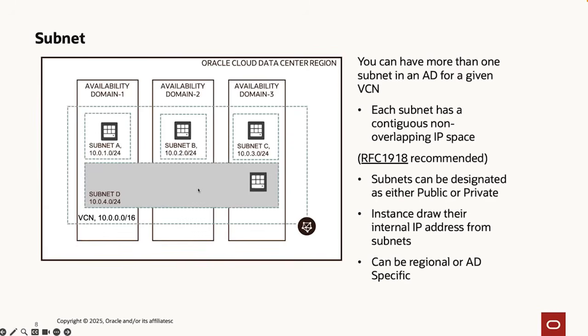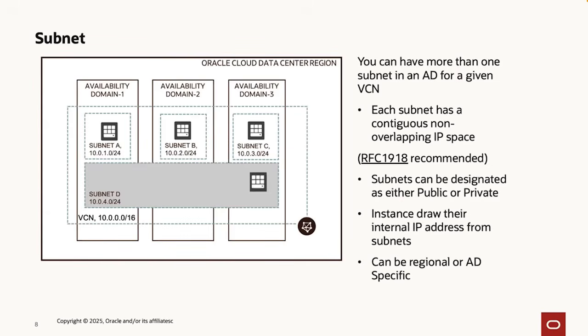And so for AD specific subnets, if the AD that subnet resides in goes down, all of your resources will go down with that AD. Whereas with regional subnets, only the resources that reside in the AD that went down will go down, and you'll still have access to all of your other resources.